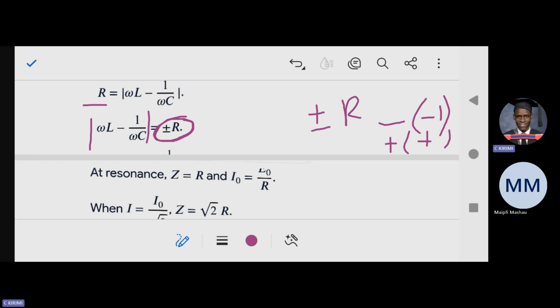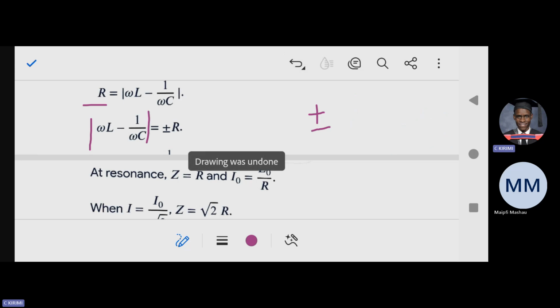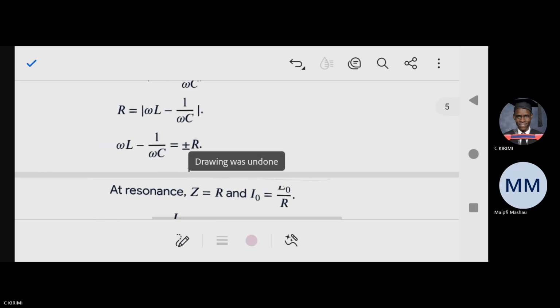I think the hardest part is knowing the formula. So you have taken out the absolute, you must introduce plus or minus R. That's what they just did on that step. So if you don't want to put plus or minus R on resistance, then you are going to write it like this, with an absolute.